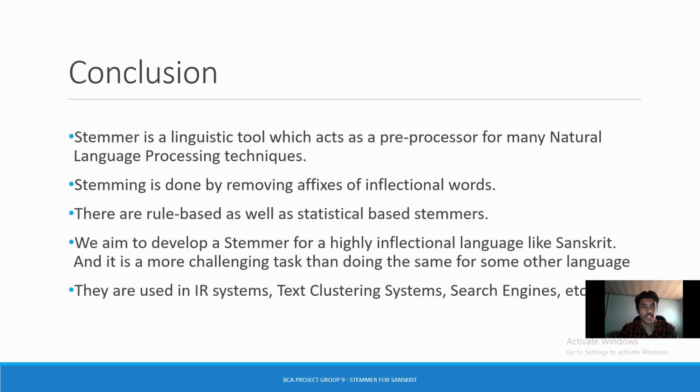Conclusion. A stemmer is a linguistic tool which acts as a preprocessor for many natural language processing techniques. Stemming is done by removing affixes of inflected words. There are rule based as well as statistical based stemmers. We aim to develop a stemmer for a highly inflectional language like Sanskrit, and it is a more challenging task than doing the same for some other language. They are used in IR systems, text clustering systems, search engines, etc.